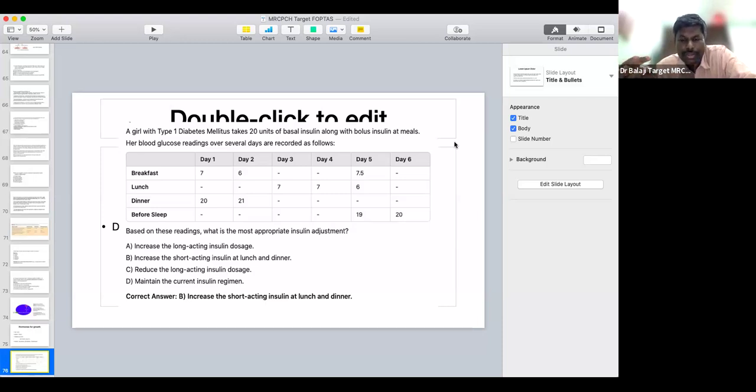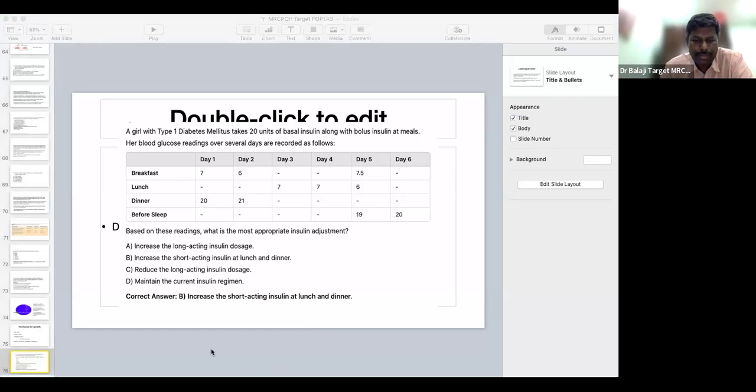For rapid-acting insulin or short-acting insulin, after the meals, 2 hours after the meals, whichever sugar you are looking at, if it is high, then you have to adjust that short-acting insulin. So this is the basic principle.